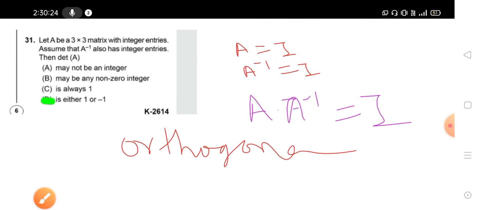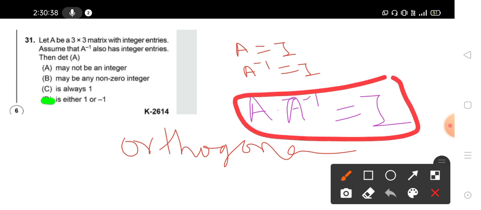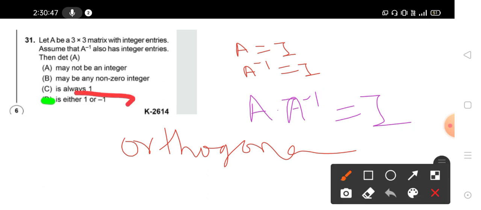Next question. Let A be a 3 cross 3 matrix with integer entries. Assume that A inverse also has integer entries. Then find the determinant of A. We know that A into A inverse is the identity, so determinants multiply to 1. What is the determinant here? Plus or minus 1. Therefore option D is correct. Next question.